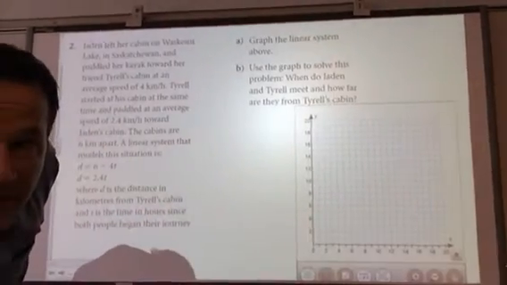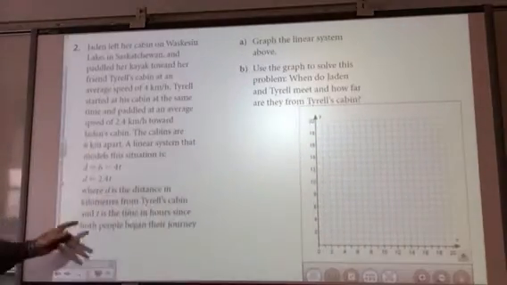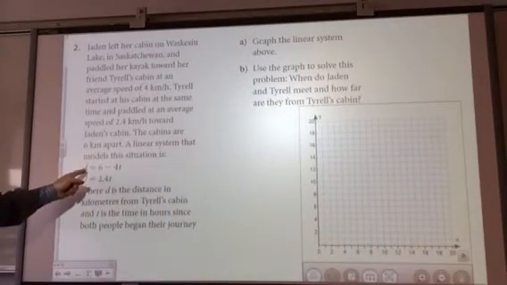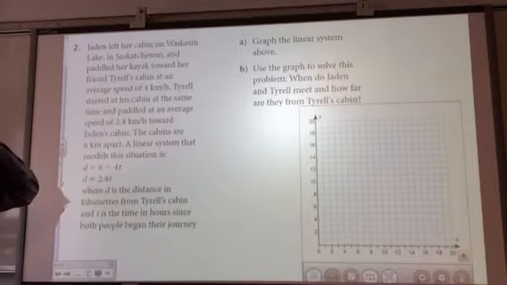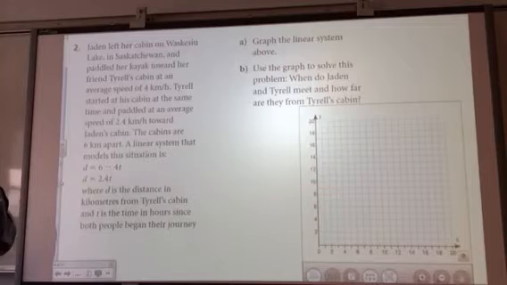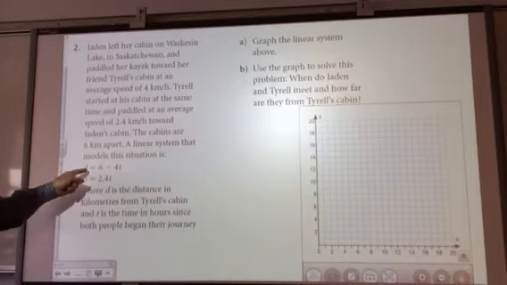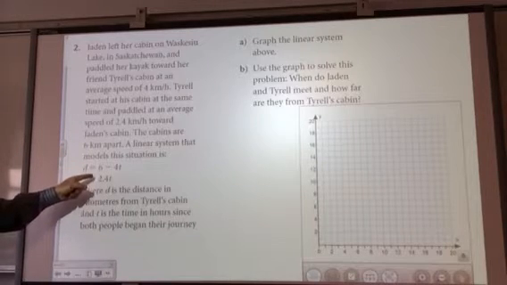And I'm going to turn that a little bit so you can see it a little better. So, in a system, distance is 6 minus 4t. And distance is equal to 2.4t. Now, what are we going to do? We're going to figure out, we need to graph it. So the first thing we got to do is graph those two equations.